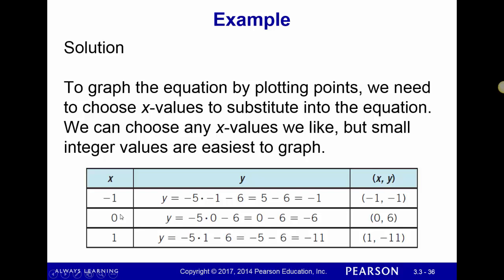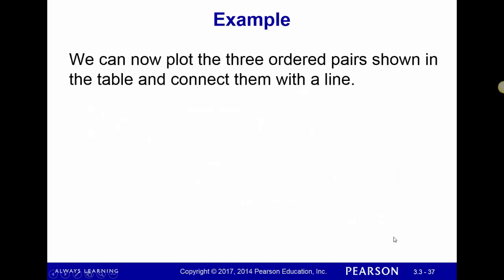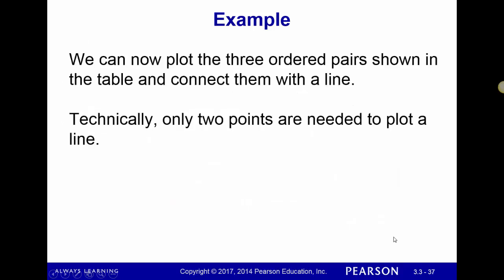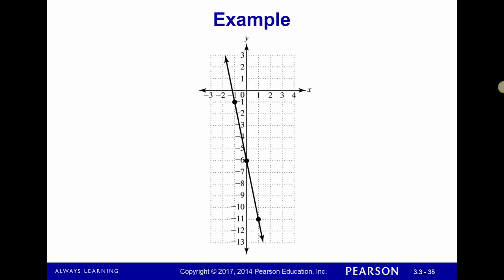When I let x equal 0, my x term drops out and I get y equals negative 6. And then if I let x equal 1, I come up with y equals negative 11. So there's 3 points I can use to graph. Now technically you only need 2 points to graph, but it's nice to get an additional point and use it as a checkpoint to make sure that you didn't make any mistakes in your calculations. So if I go ahead and graph those 3 points that we just found, here's what it looks like.